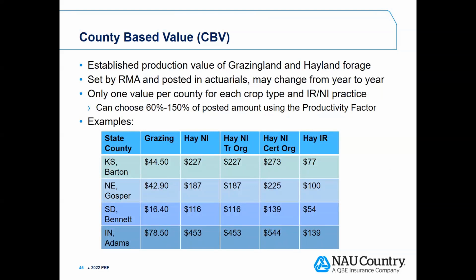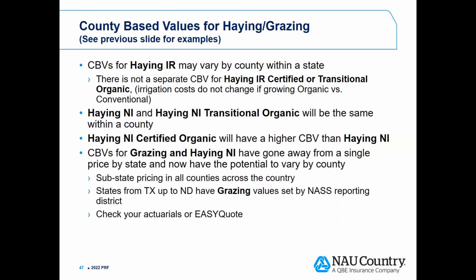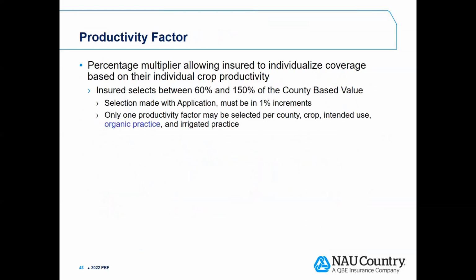County-based values, we hit on these. We talked about them. Different by type, different by practice, different by county and state. So just go to your actuarials. You can look them up. County-based values, like I said, we're just really beating this one to death. They're different for organic, haying, irrigated, non-irrigated.